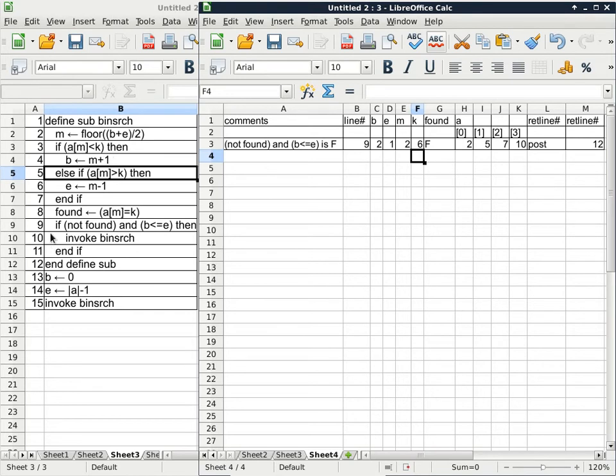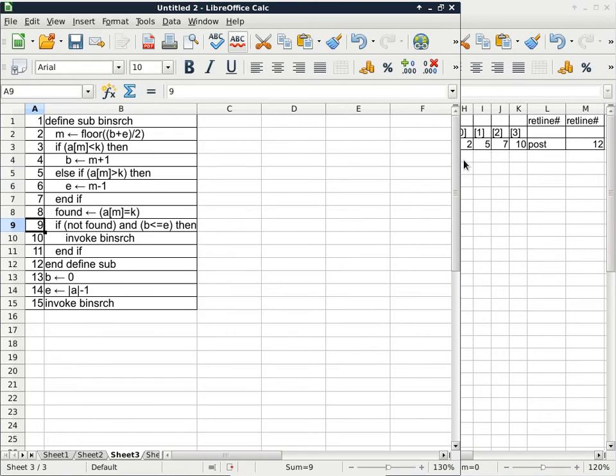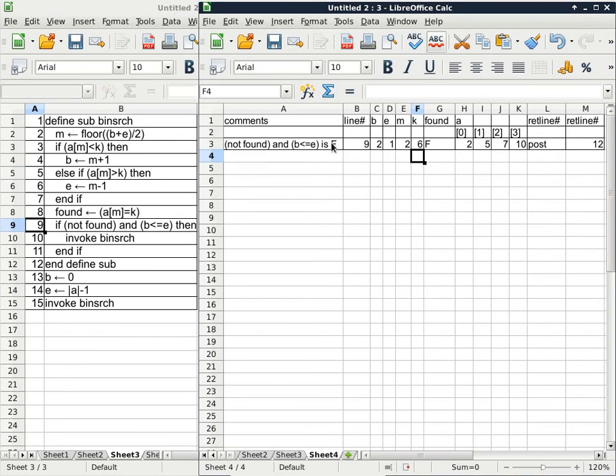We are already on line 9 at this point, and the condition is already false. So line 9 is completely done. We can now move on. Where do we go now that we know the condition is false? We go to line 12, exactly. Okay, so we go to line 12 here, and line 12 is the end of a subroutine. What do we do at the end of a subroutine?